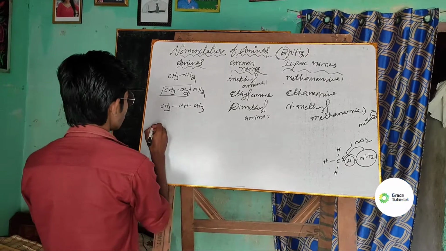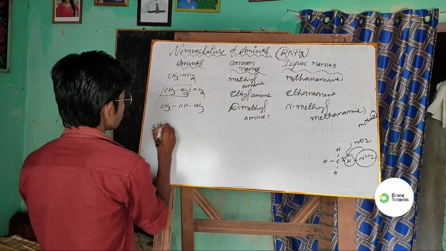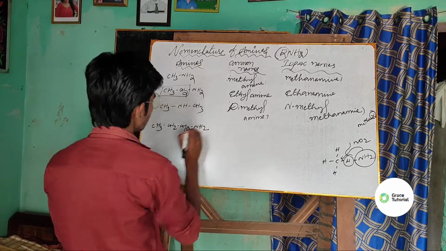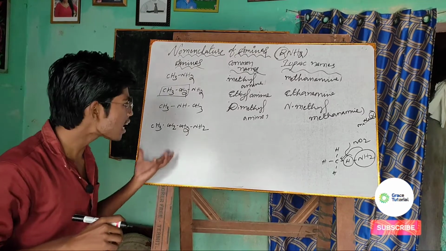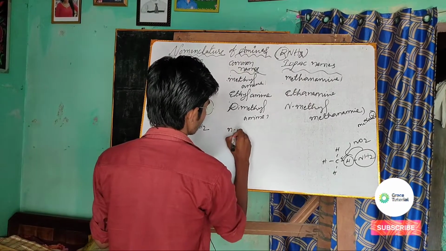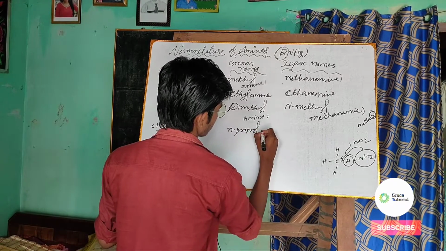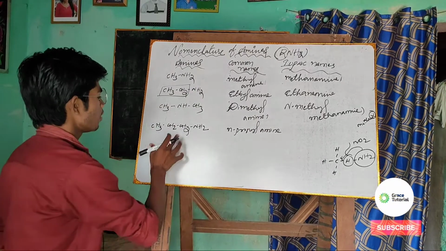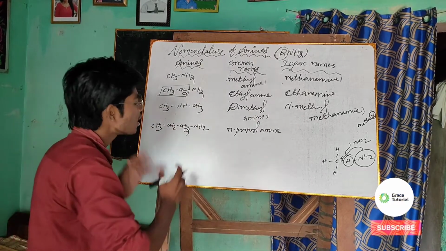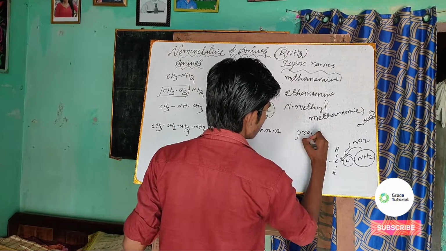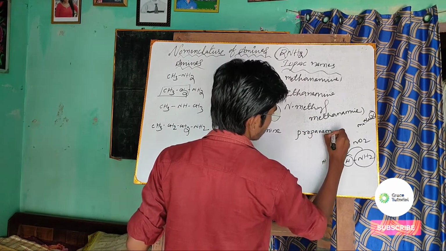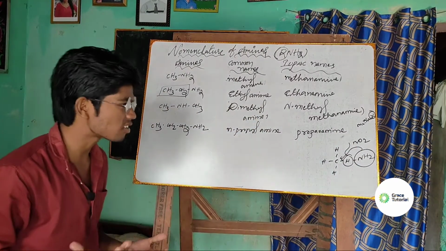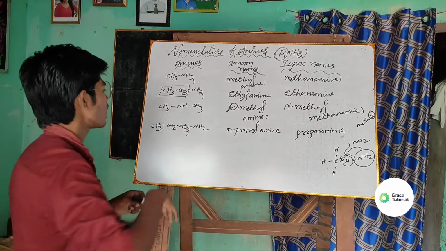Similarly, suppose you have CH3CH2CH2NH2. Here a propyl group is attached, so this is propylamine. But according to the IUPAC name, this is propyl, that means propanamine. The last letter of propane, that is E, will be replaced by this amine. So this is propanamine. Similarly, butanamine. In this way it is obtained.